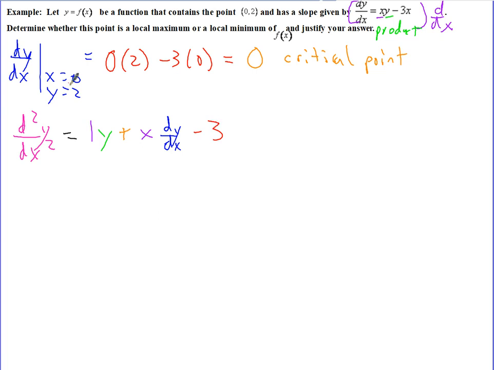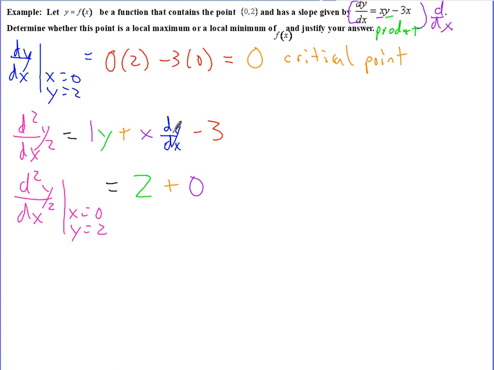And then substitute our point (0, 2) into the second derivative. And again, what we're looking for is to see whether it's positive or negative. Well, x is 0, y is 2. If it's neither, then we won't be able to tell if it's a min or a max. Usually it's positive or negative. That can tell us. So y is 2, plus x is 0.